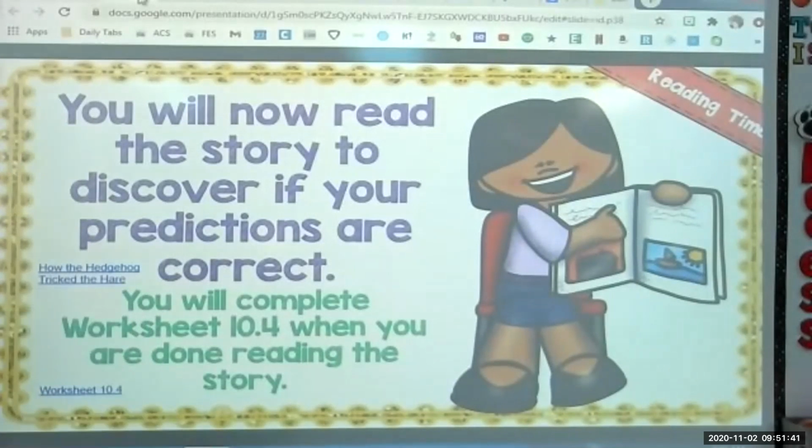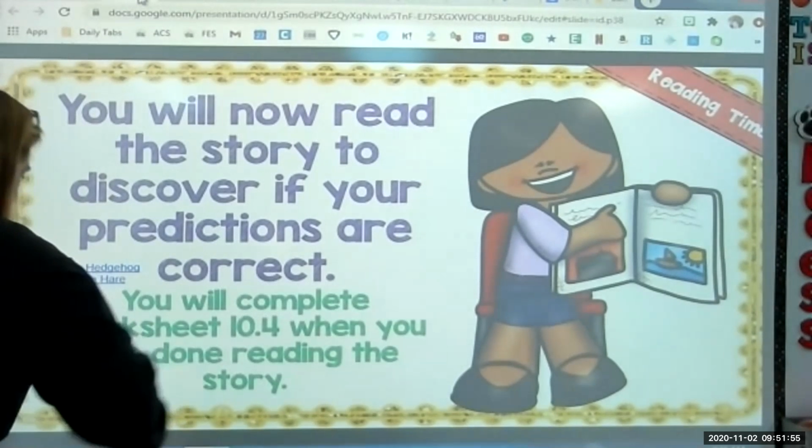So, was your prediction correct? Did you think that the hedgehog was going to win? I definitely did not predict that he was going to make the hare run back and forth like that. That was unexpected. All right, so let's look at worksheet 10.4.